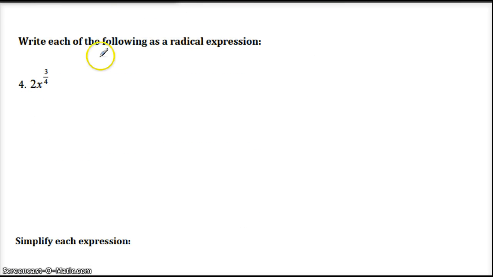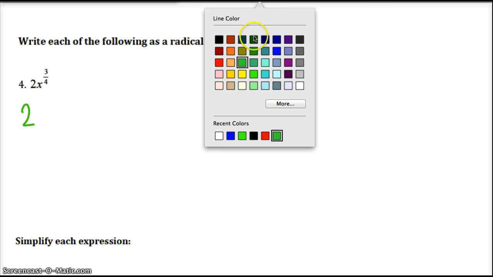Now this second one, we want to write the following as a radical expression. To make it clear, this is 2 times x to the 3 over 4, okay? Why does that make a difference? Well, the exponent is only on the x, not the 2, so we're going to leave that on the outside. So to rewrite this, it would be 2, and then we're going to put a radical with an x over here.